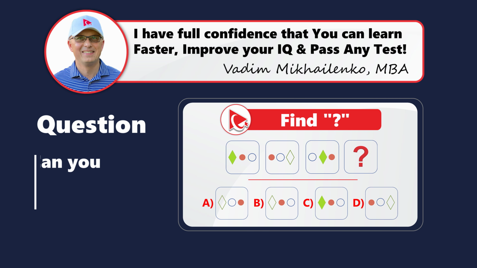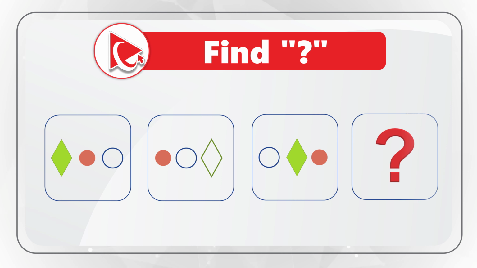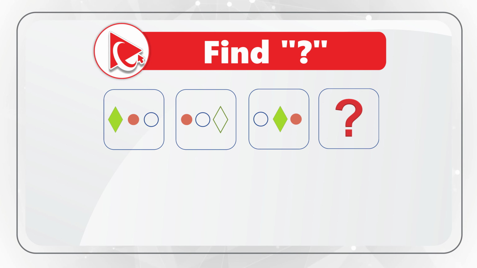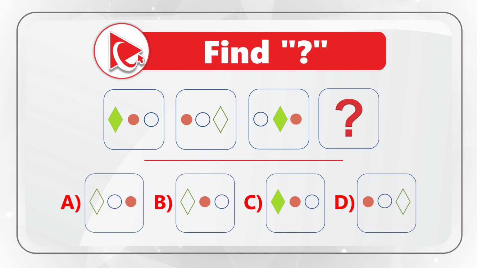Here's a phenomenal question where you need to determine the next item in the sequence. You're presented with a series of squares. Each square has different shapes inside. 3 squares have shapes, and the 4th square is missing, and you need to select it out of 4 possible choices. The choices are A, B, C, and D. Take a close look to see if you can identify the missing item.